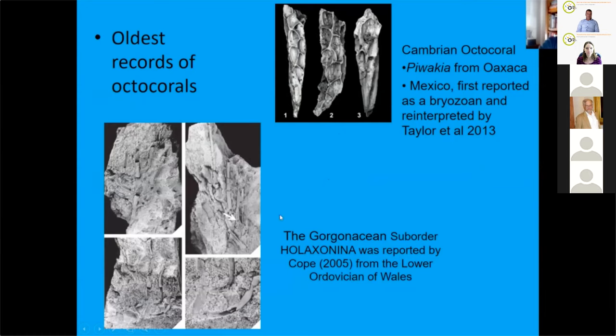But the other truly Gorgonacean suborder, Holaxonia, reported comes from the Ordovician of Wales, and this is considered a true octocoral, from Gobe in 2005. These small rods are preserved as a mold and in some cases as filling with the sediment.